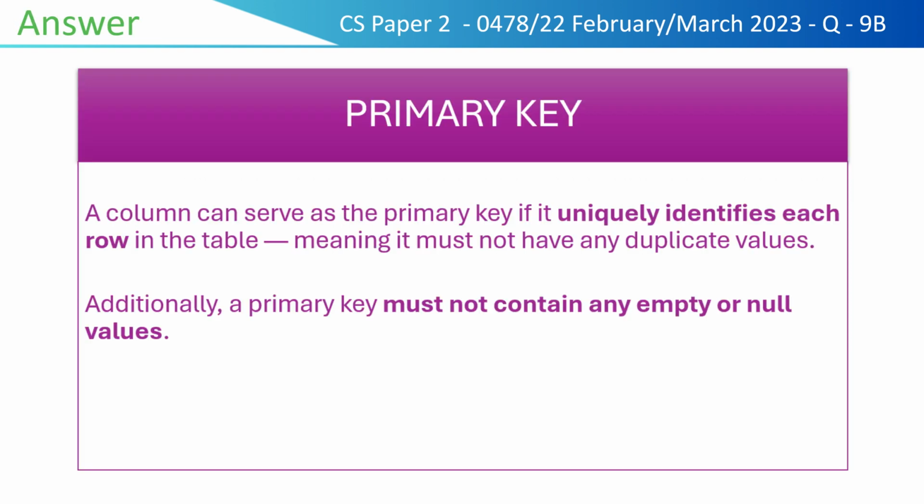To solve this question, let's first understand what a primary key is. A column can serve as the primary key if it uniquely identifies each row in the table, meaning it must not have any duplicate values. Additionally, a primary key must not contain any empty or null values. Now, let's carefully examine the given data to find a column that meets these two conditions.